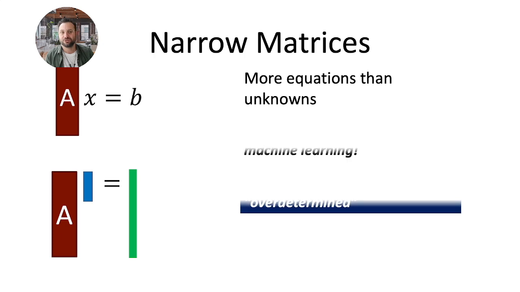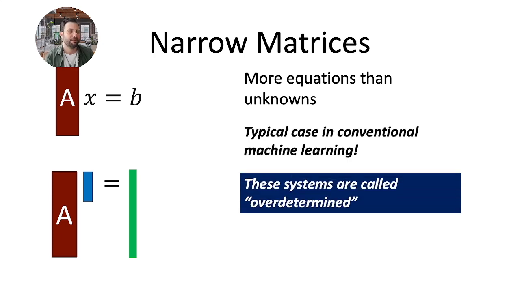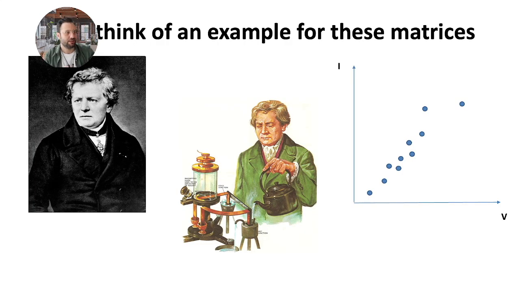In conventional machine learning, we will want to have more equations, more data samples than the number of unknowns that we are trying to solve for. Such systems are called over-determined. So this is in the conventional machine learning systems. I would like to exemplify this with a historical example.